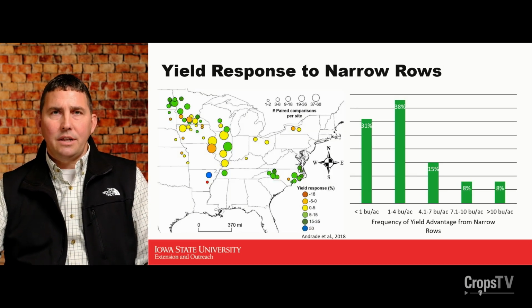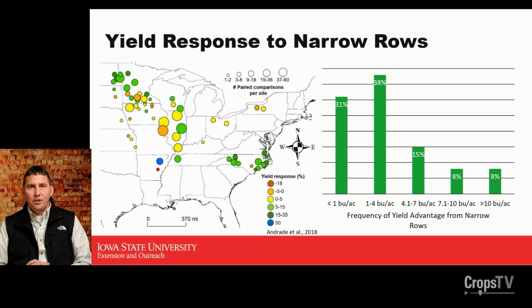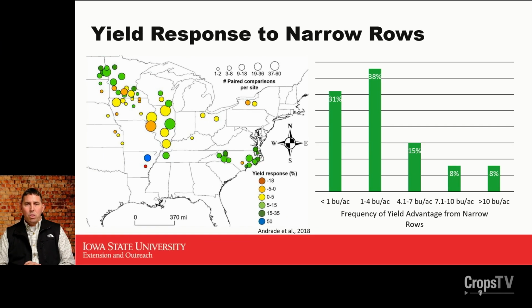So, jumping in and starting to think about narrow rows. This is a survey of farmers from across the U.S., showing the geographic spread on the left-hand side. But as we think about the response to row spacings in these farmer responses, about 30% of the time there is less than a 1 bushel response, and in some of those cases it was a negative response. About 40% of the time there was a response in that 1 to 4 bushel area. And then once we got above 4 bushels, there was almost another 30%.